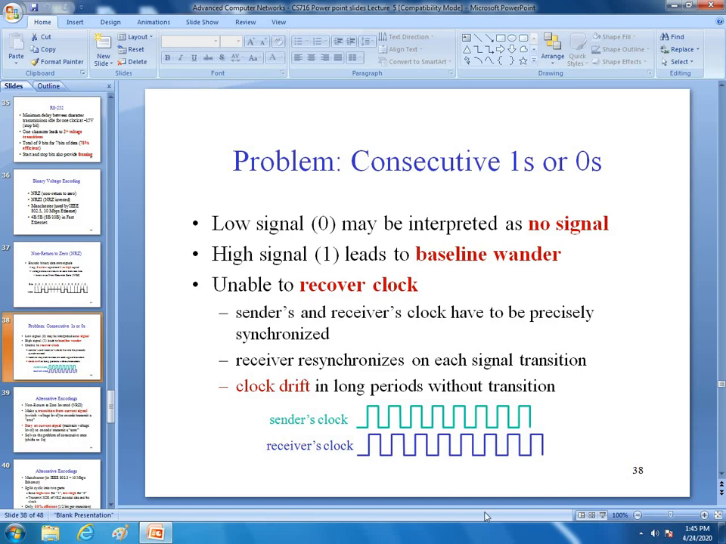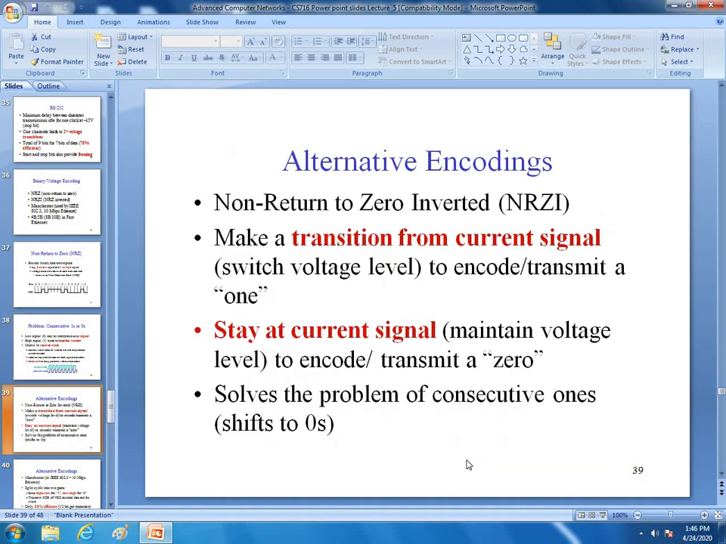In the timing diagram you can easily see the sender clock and receiver clock. If the sender clock is constantly faster than the receiver clock for some reason, then the receiver clock may skew and may miss one bit. In order to overcome this problem, an alternative scheme for NRZ is available in the form of non-return to zero inverted.